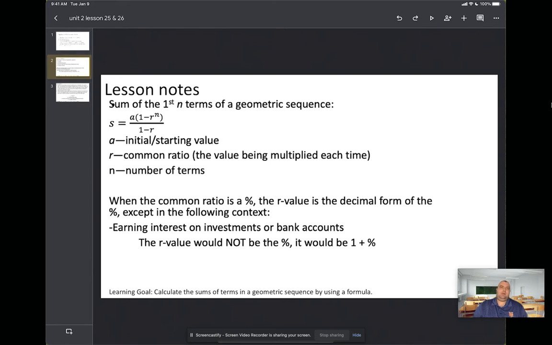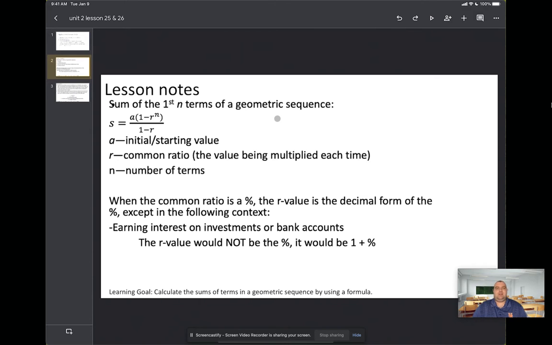Welcome back, everyone. We are up to lessons 25 and 26 of Unit 2. These are the last two lessons of Unit 2. And what these are about are finding the sum of the first whatever terms of a geometric sequence.